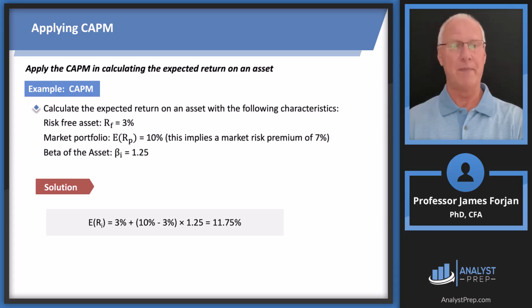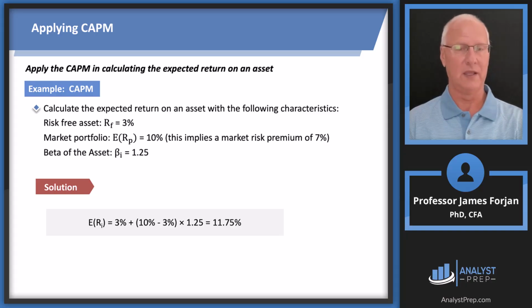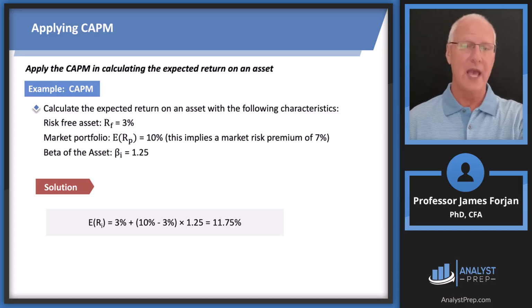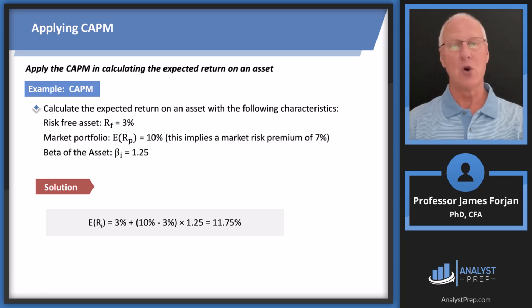By the way, make sure you don't violate the distributive property of mathematics on the exam. So I always tell my students to do the inside of the parentheses first. Take 10 minus 3 equals 7, multiply that by 1.25, and then swing back and add the 3%, and that gets you 11.75%. Of course, 11.75% is greater than 10%. We expected that, but here's the Nobel Prize winning work that allows us to come up with a reasonable expectation for the return on this asset.